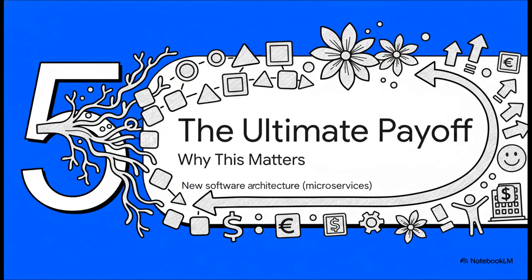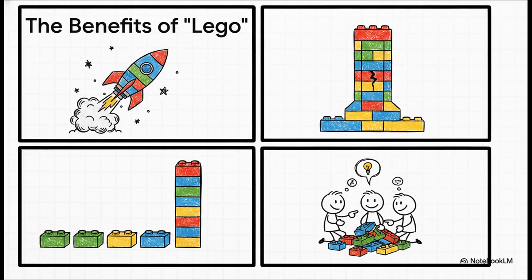So we've seen the history, the problem, and the solution. But what's the ultimate payoff? Why go through all this trouble just to change the way we build software? Why does this matter to businesses, and maybe more importantly, to us as users? Well, it really all comes down to these 4 things. Building with Lego means a much faster time to market. You can push out new features in days, not months.